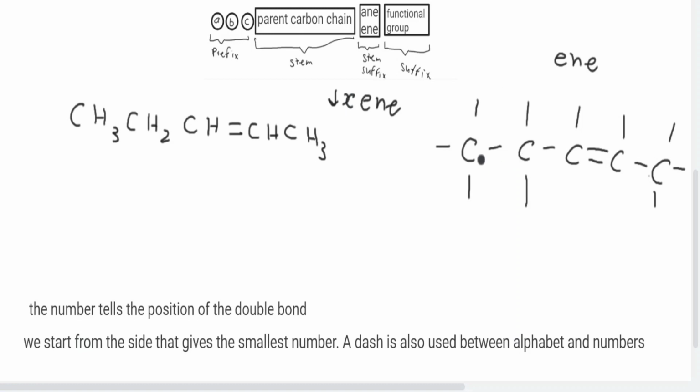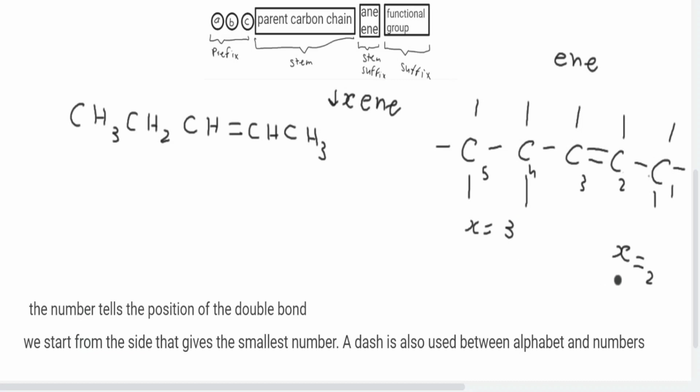If I start from here, then this would be carbon 1, this would be 2, this would be 3, this would be 4, and 5. And the carbon to carbon double bond is between carbon 3 and 4. So x is 3 right here. Let's say instead of this carbon being carbon 1, I start from the right. Therefore, this would be carbon 1, carbon 2, carbon 3, carbon 4, and carbon 5. And you can see that the double bond would start from carbon 2. So x here is 2.